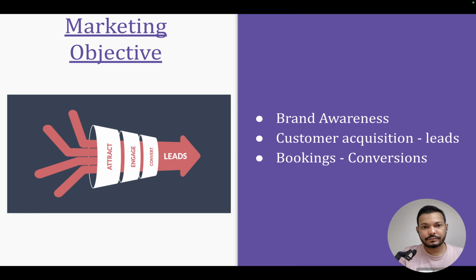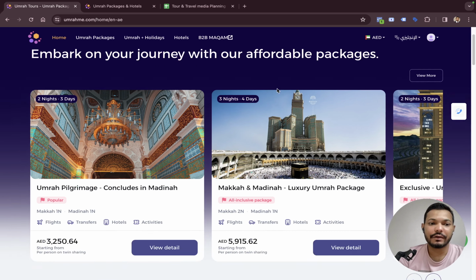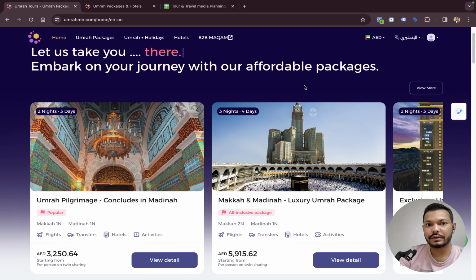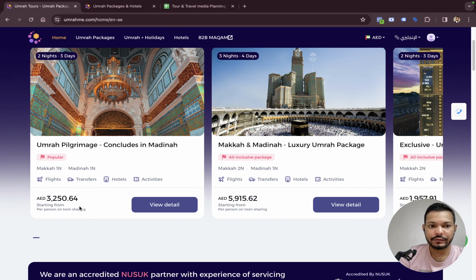Now, as we know, we have the defined objective for this marketing plan. Let's go through the brand first, for which we have to create this plan. This brand is named Umbrami, and they provide tour and travel packages to people visiting Saudi Arabia. They have different plans available, which start at 3250 on a twin sharing basis, which means two people have to book these plans.